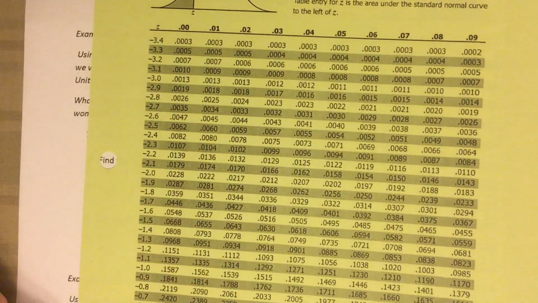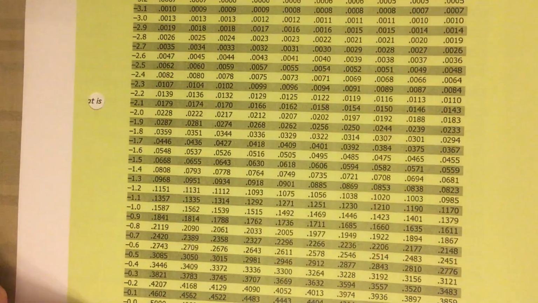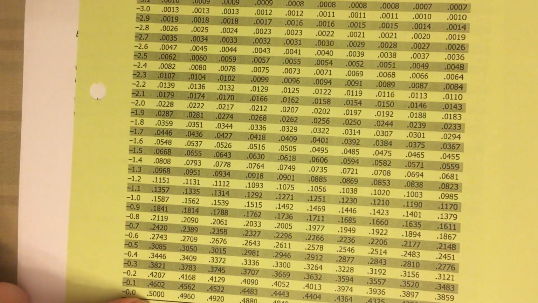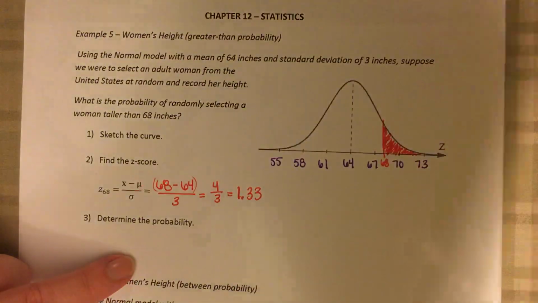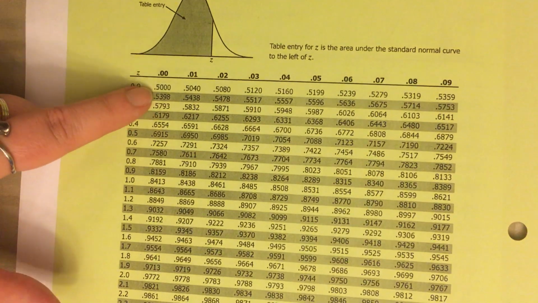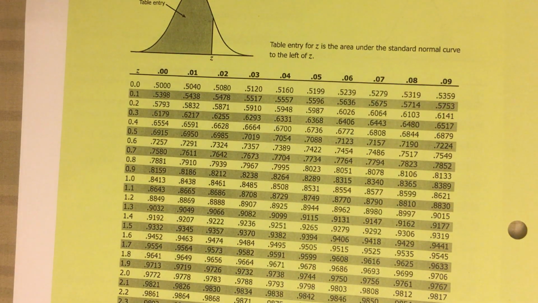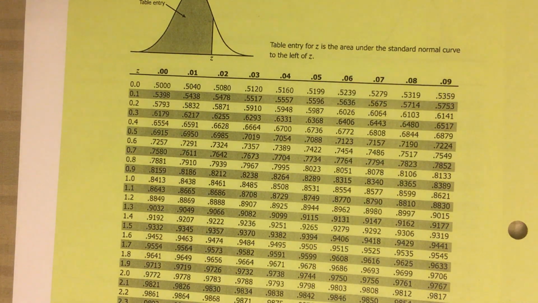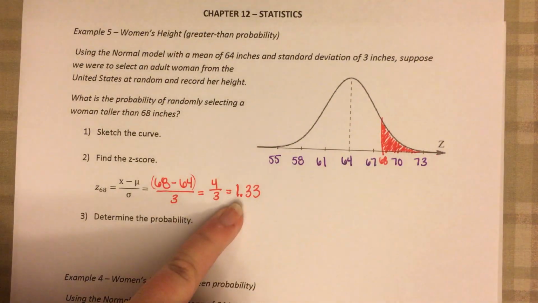And also notice that the value 0.00, which is in the bottom corner here, and the top corner here, is exactly 0.5, right? Because 0 is exactly halfway through. So anything that has a negative z-score is going to be less than 50%. Anything that has a positive z-score is going to be more than 50%. Okay, so in this particular example, we just found a z-score that was 1.33.